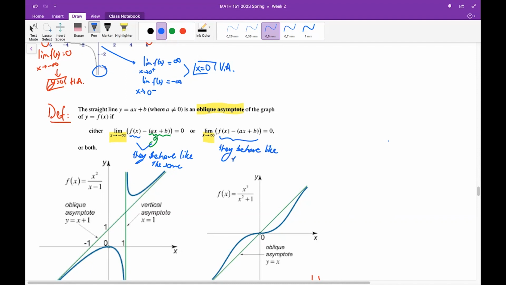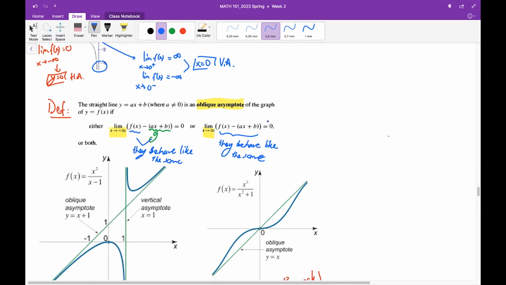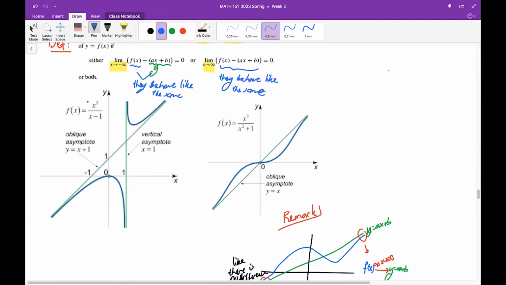They behave like the same. That's why the difference of them around plus or minus infinity is nothing, just zero, because they behave like the same. This is the formal definition of oblique asymptote. Let me show you examples on the graphs.